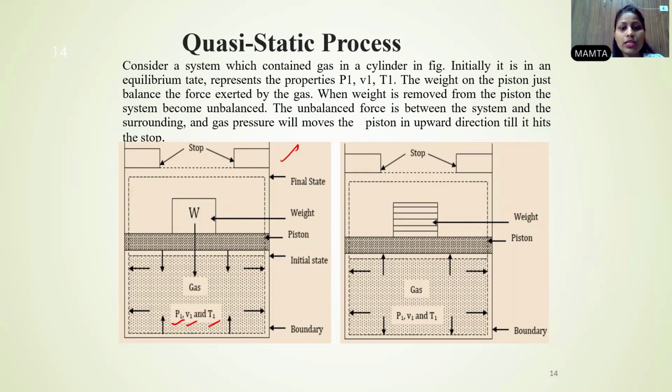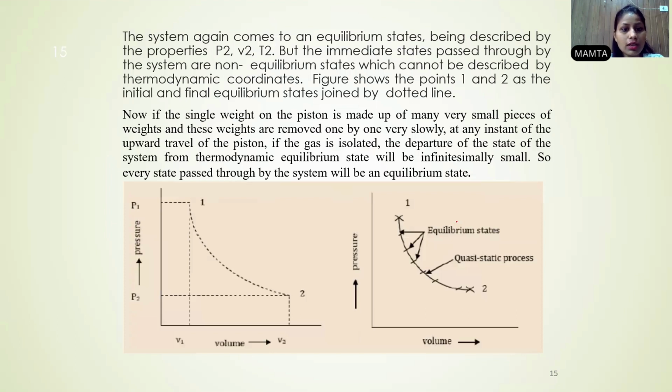When the weight is removed from the piston, the system becomes unbalanced. The unbalanced forces between the system and the surroundings, and the gas pressure, will move the piston in the upward direction. The system again comes to an equilibrium state, but the state will have changed to P2, V2, and T2. The figure shows points 1 and 2 as the initial and final equilibrium states. This is state 1, this is state 2, and these are the two equilibrium states.